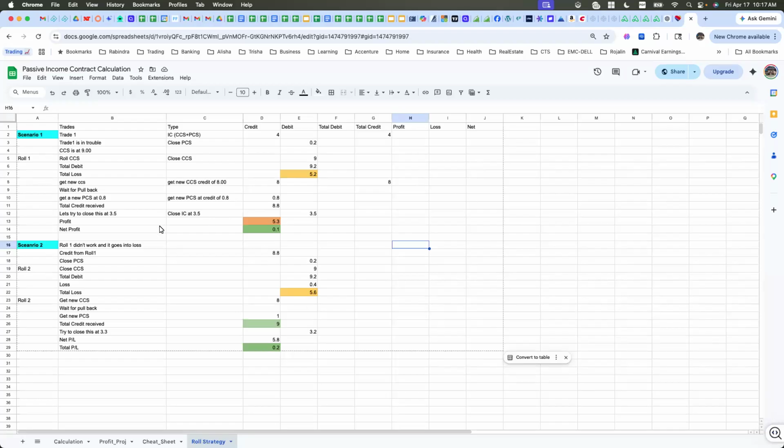Okay, so just to give you an idea, right? I put a scenario one. I may add more scenarios here, but for the timing, scenario one. So what we have, right?